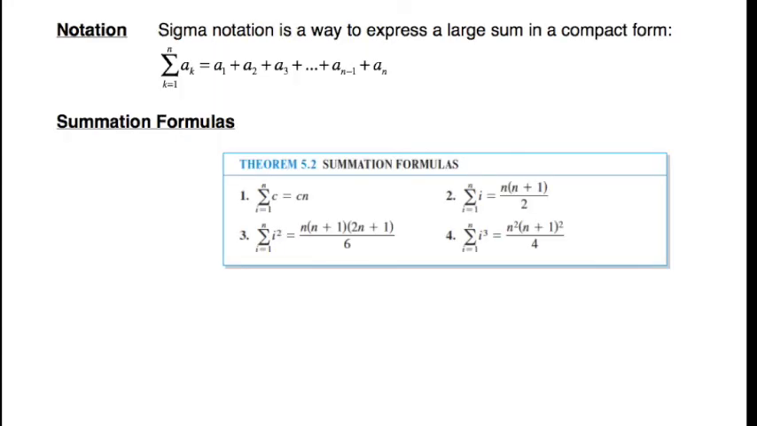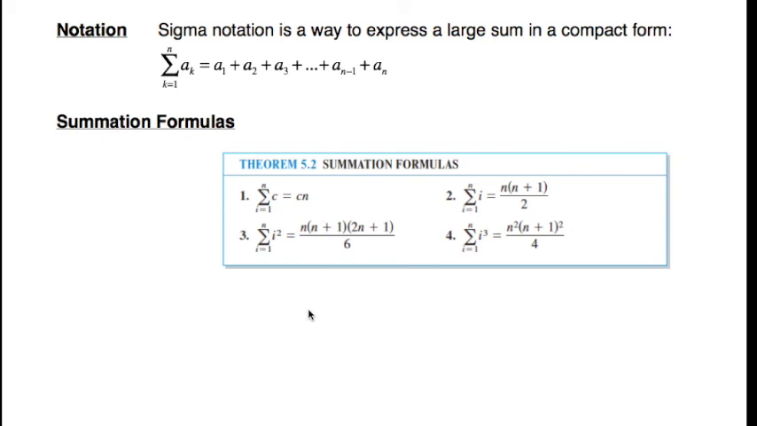Sigma notation is something you've probably seen in the past. It's a way to express a large sum in a compact form, and the key element is that if we have n terms, called a1, a2, a3 all the way to an, we can just write it as the sum, this is the Greek letter sigma, the sum of ak, k going from 1 to n.